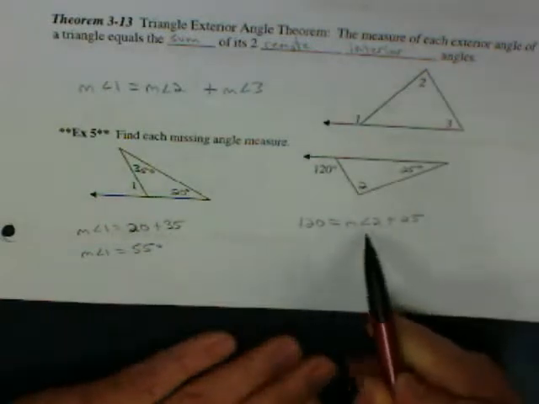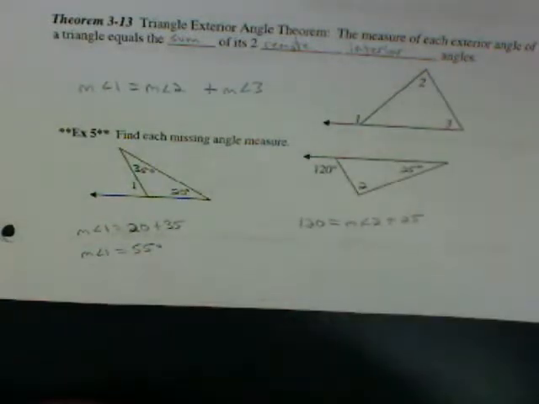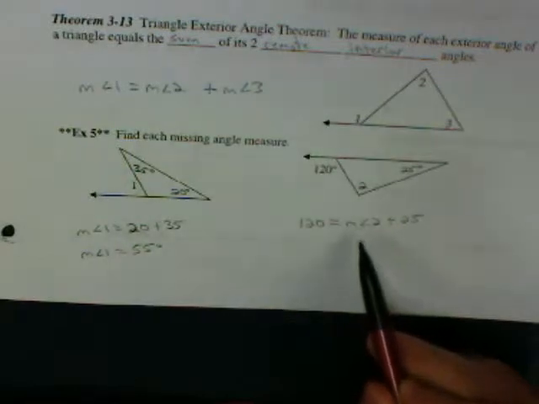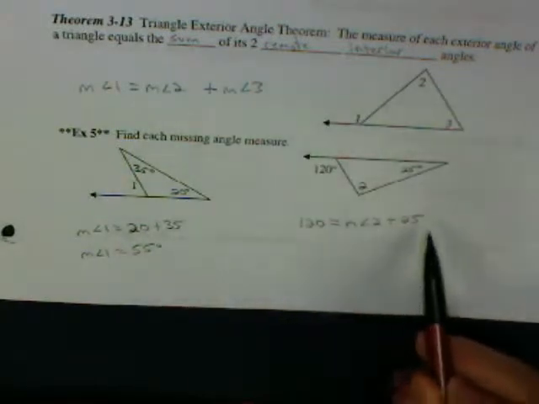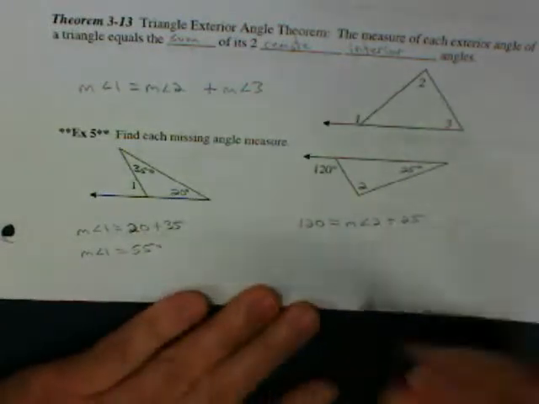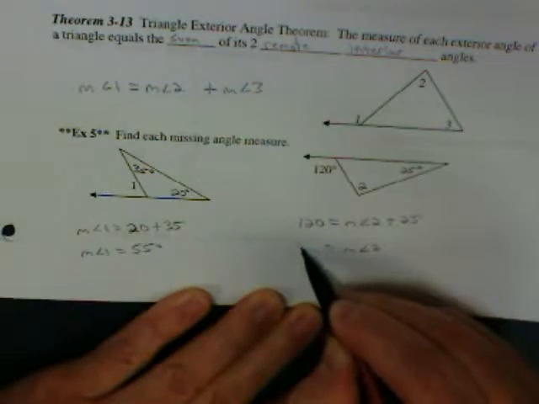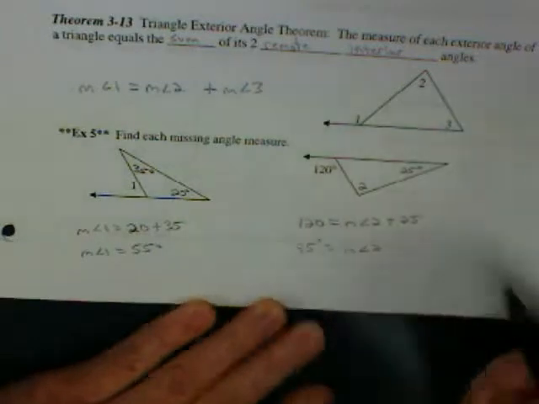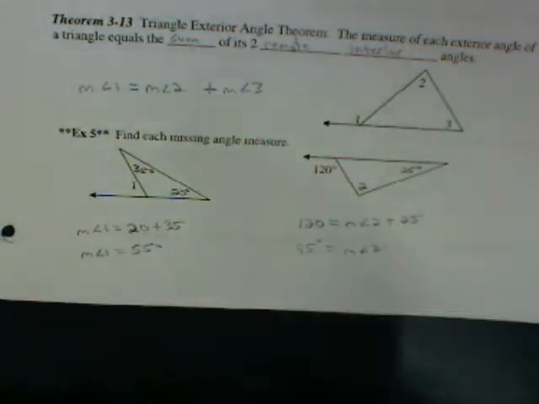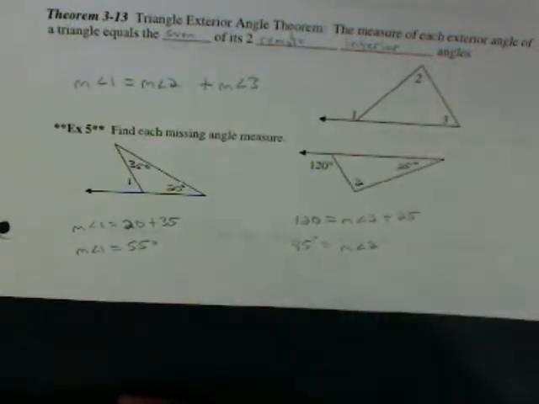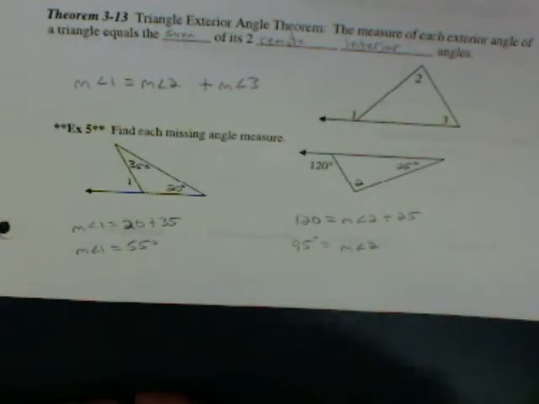Alright, so now here your mystery number is on the different side of the equation. And we're trying to get measure of angle 2 all by itself. So if you subtract 25 degrees from each side, you get the measure of angle 2 is equal to 95 degrees. And you can check yourself by putting 95 there, adding those 2 numbers, make sure you get 120, and it all works out. Right, that wraps up section 3.4.